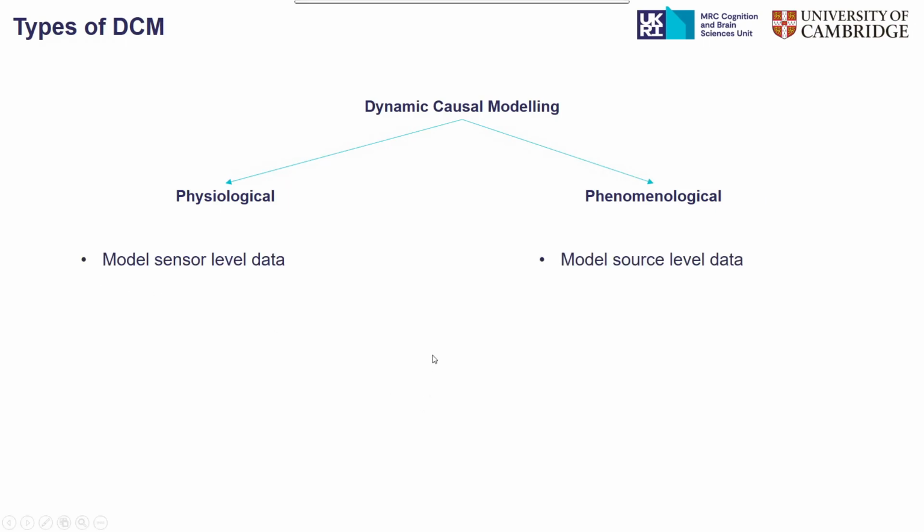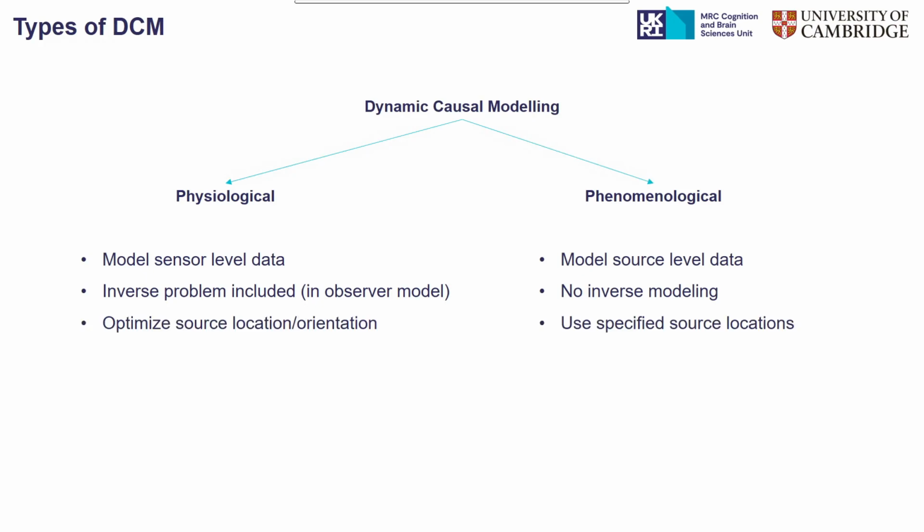The physiological models model sensor level data, whereas the phenomenological ones only model source level data, which means that the inverse problem is included as a part of the observer in physiological DCMs, but not in phenomenological DCMs. Because of this, the physiological DCMs also optimize location and orientation of sources, whereas in phenomenological DCMs, locations are specified and are not optimized.